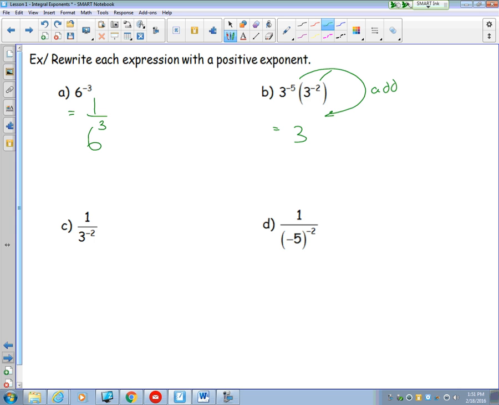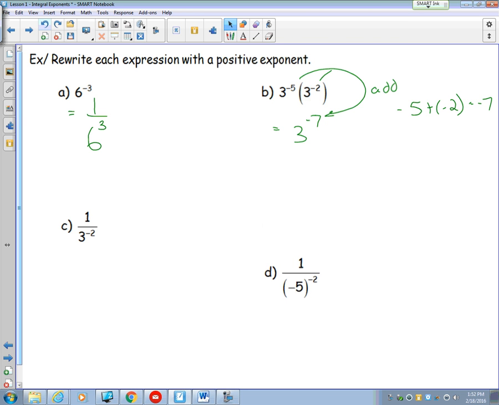I'm multiplying my bases. So negative 5 plus negative 2 is negative 7. There's my exponent. Oh, but I don't like negative exponents. Gotta fix that. Let's flip it over. If I flip that over, I end up with 1 over 3 to the positive 7. Okay? My base isn't changing signs, it's just changing the position of things. It's the exponent that's changing signs.